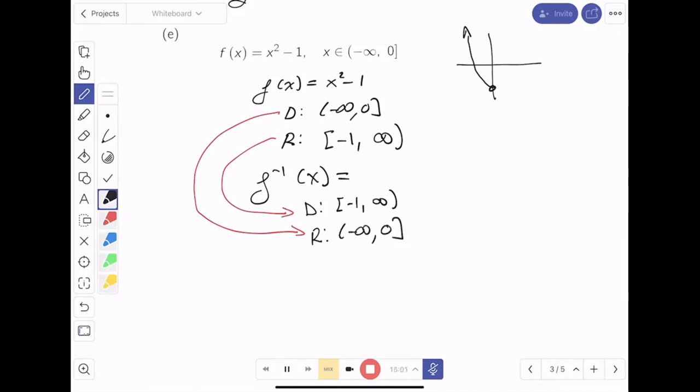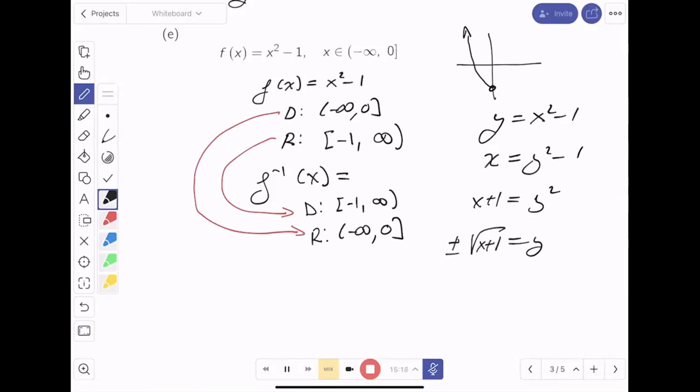All right, let's go through it. Y equals x squared minus 1. Interchange x and y. And make some attempt to solve for y. So what are you going to get? Y squared, x plus 1. And that means y would equal plus or minus the square root of x plus 1. And I got troubles again.